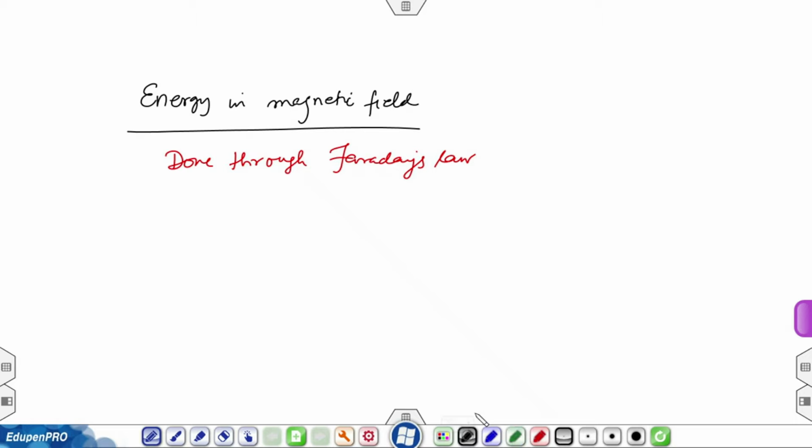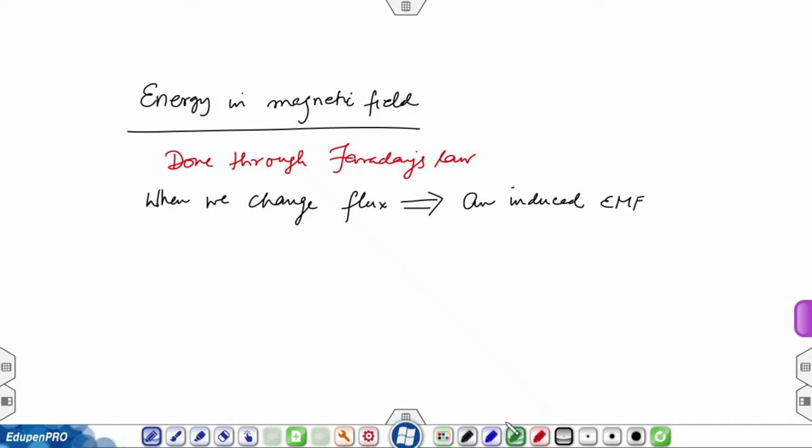You see, according to Faraday's law, when we change flux, this implies an induced EMF. Or equivalently, change in magnetic field implies an induced electric field.